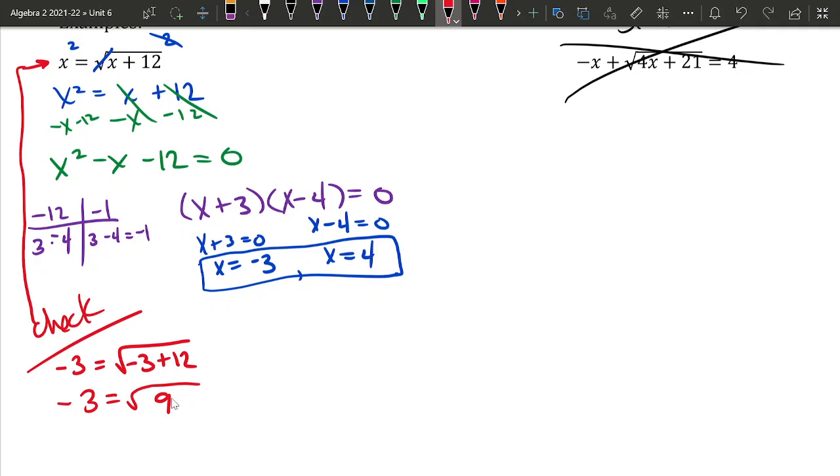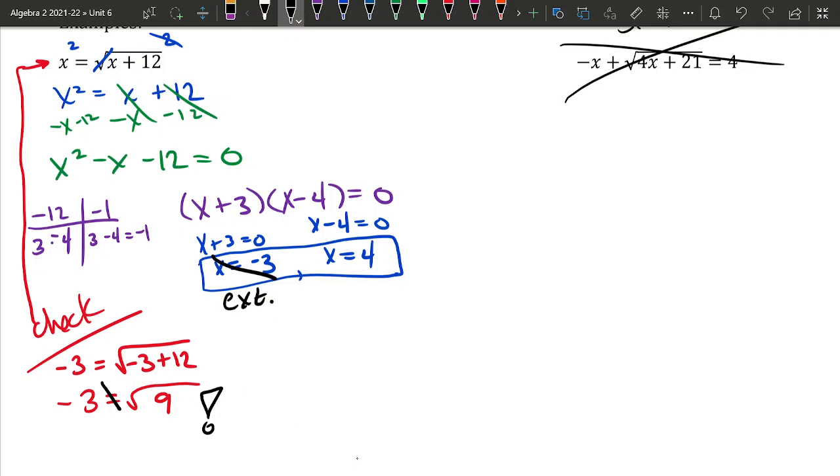Before, when we were solving quadratics, we would say that's true. But right now, we're saying that's not true because this is called the principal square root. So this is false. This is not true, which is tricky. So this is going to be an extraneous solution. Negative 3 is extraneous. I'm going to abbreviate extraneous with an EXT.